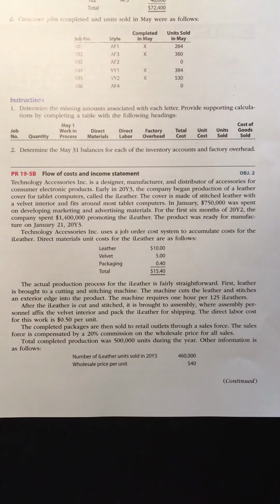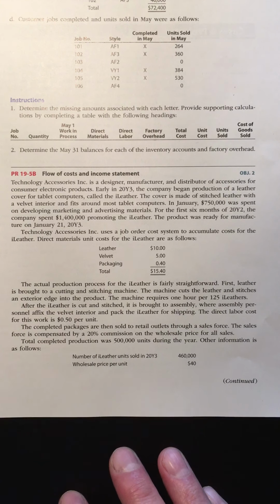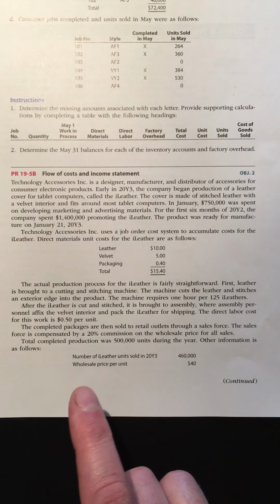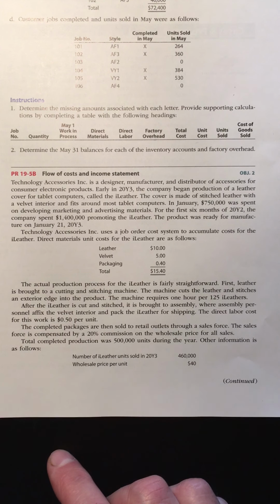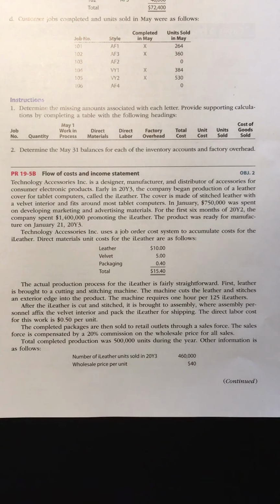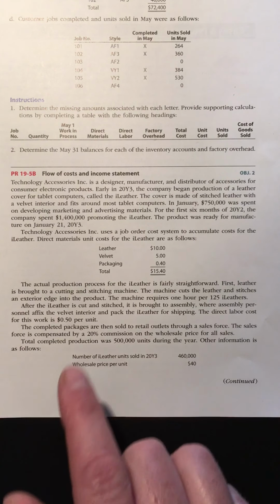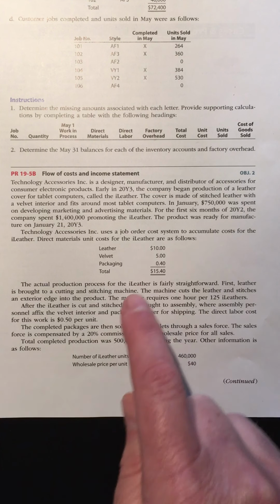One of the homework problems you have for tonight's homework is PR 19-5A, and it's a little bit tricky, so I wanted to walk through PR 19-5B with you, and I think that'll help. So this is a company that is making accessories for iPhones or tablet computers called the iLeather, and it gives us some information here. $750,000 was spent on marketing and advertising, 1.4 million that was spent on materials, and 1.4 million promoting it. Then they give us some direct material cost for each unit.